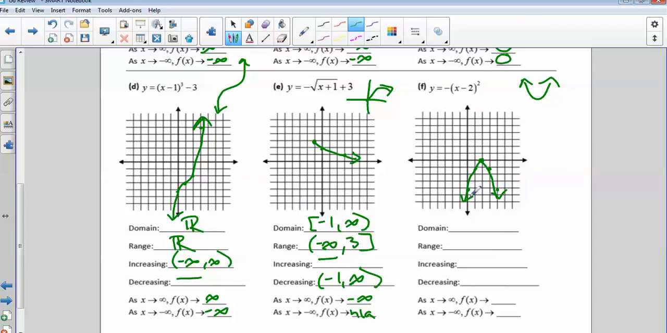So the domain is all real numbers. This is going to negative infinity, this is going to positive infinity. The range starts at negative infinity and goes to a maximum value of 0. It's increasing on the left half, so it's increasing from negative infinity until 2. And then it's decreasing from 2 to infinity. The end behavior is down on both sides, so as x goes to positive infinity, the y is going to negative infinity. And as x goes to negative infinity, the y is going to negative infinity as well.